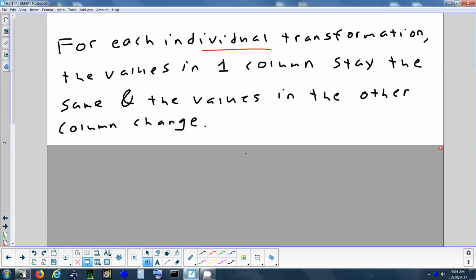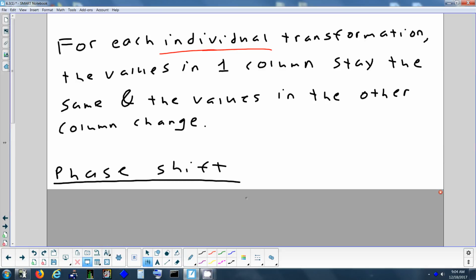Once we get into multiple transformations, like let's say I give you a problem that says shift the graph up 2 units and then stretch it by a factor of 2 horizontally. Well, now we're changing both the x's and the y's if you shift something up or down and stretch it horizontally. But we're not going to get to multi-transformations until 6.3, part 3.